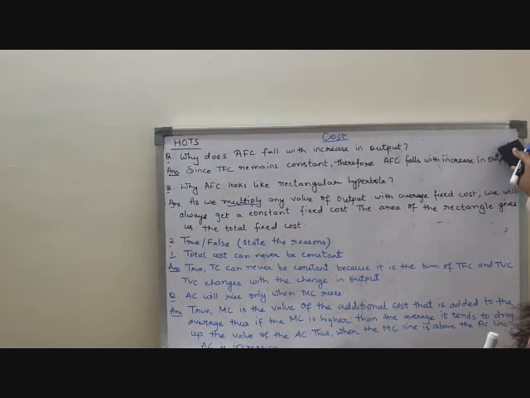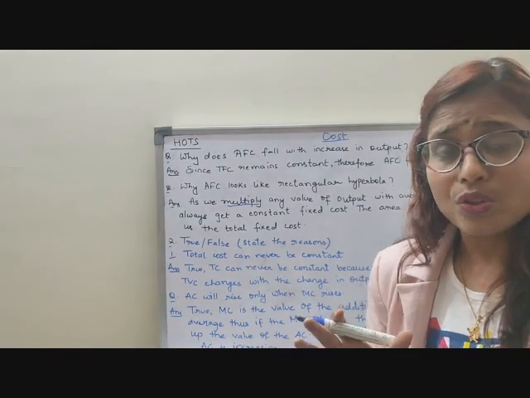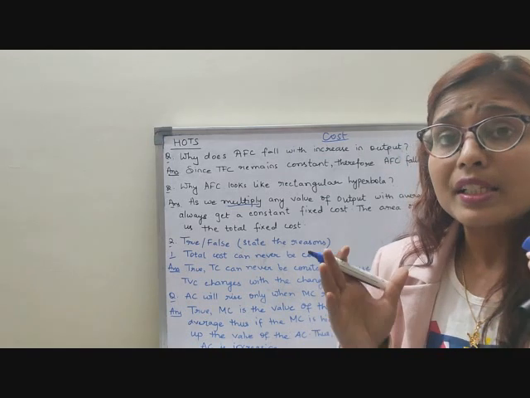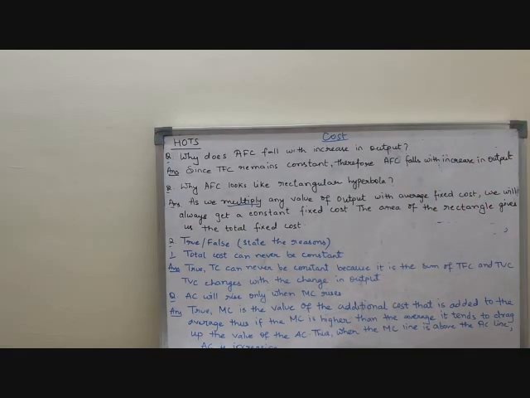Now, third question. True or false, state the reasons. Total cost can never be constant. Is it possible? Is it true or false? It is totally true. Why? Because it can never be constant.